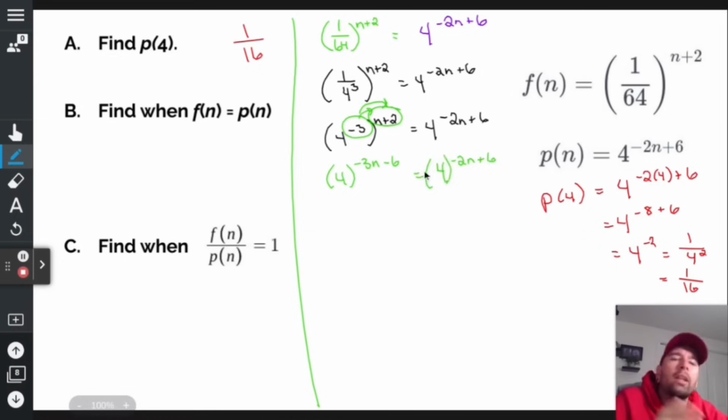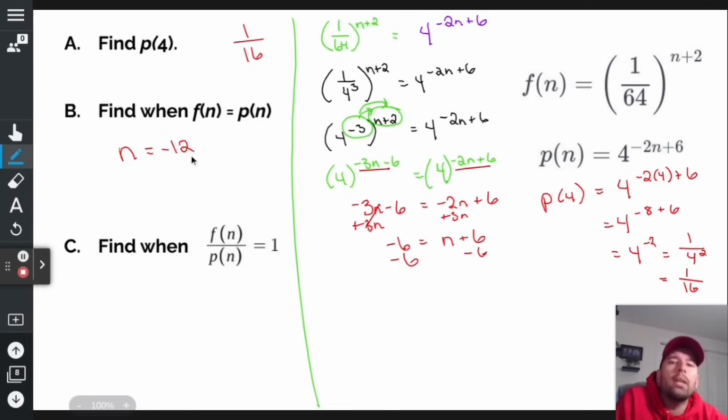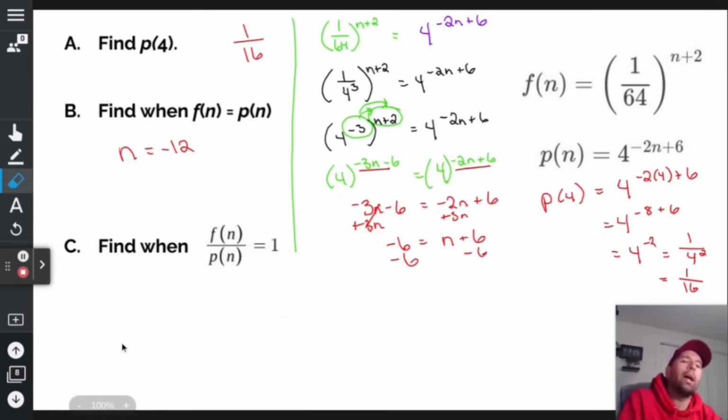Now that I have 4 to the blah equals 4 to the blah, I can get rid of those 4s and set those equal to each other. So when you have two numbers of the same base equal to each other, set their exponents equal to each other. Negative 3n minus 6 equals negative 2n plus 6. So let's add 3n to both sides so that I can make this positive n. That'll make my life a whole lot easier. So negative 6 equals positive n plus 6. And one last step is subtract 6, subtract 6. F of n equals P of n if negative 12 is n. Isn't that fun? I love that. Good old algebra.